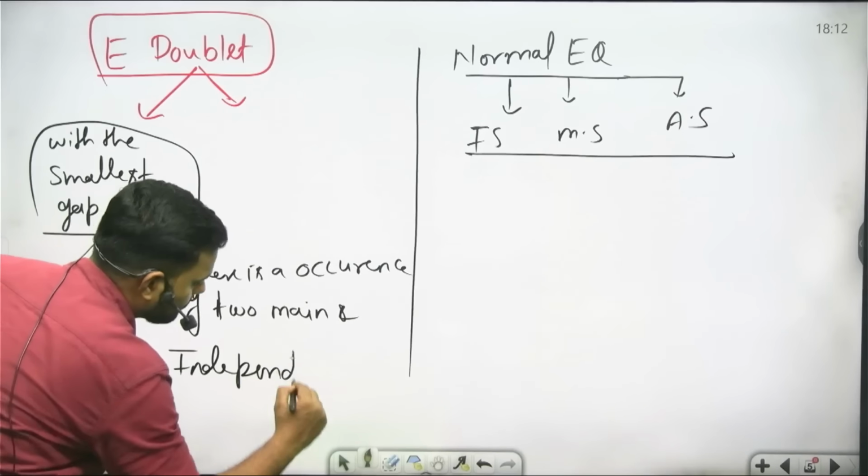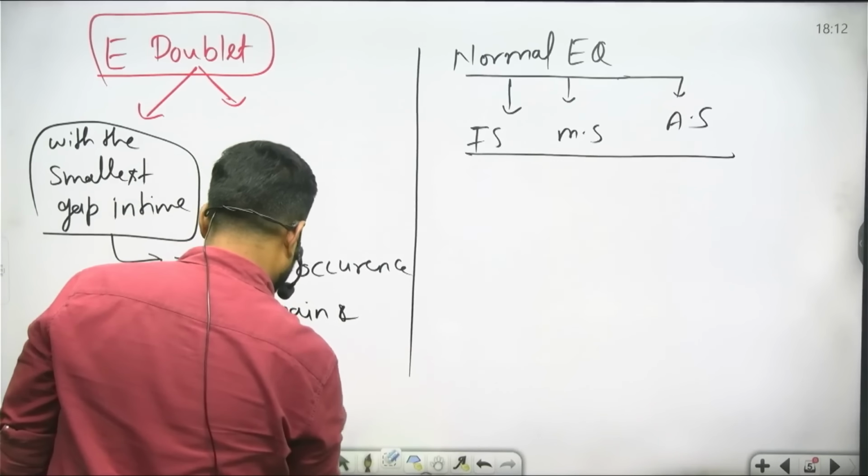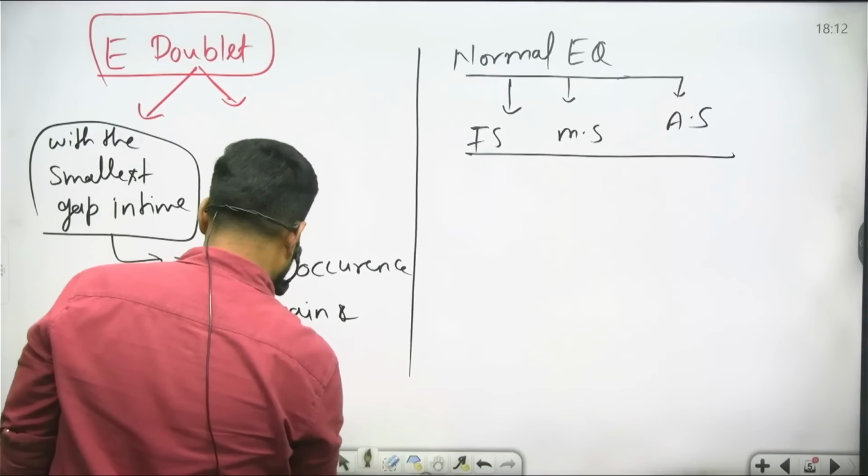तो ये ज़्यादा बेटर रहेगा, you have to understand better. तो पहले नॉर्मल कंडीशन में क्या होता है, there is a foreshock, then main shock and then the aftershock. But in the earthquake doublet there is, with the smallest gap in time, an occurrence of two main and independent shocks generated.